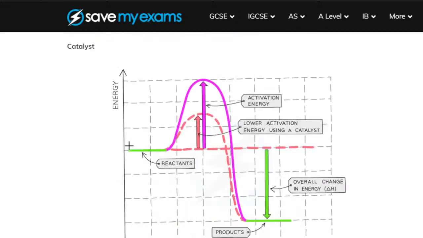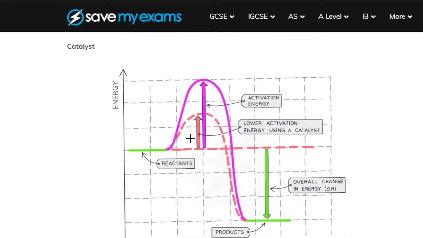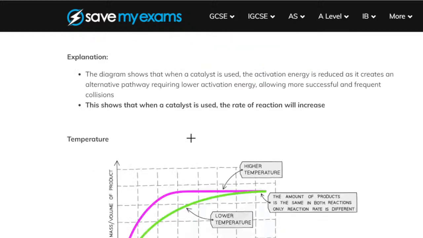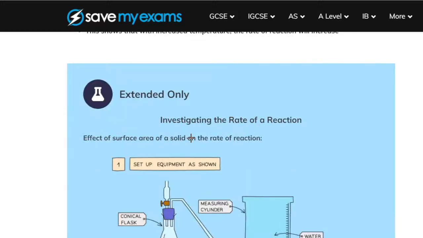And the same now is for the catalyst. There's another diagram right here for the catalyst, and this one is similar. We have already looked at it, and it says that when a catalyst is used, it provides an alternate path and therefore increases the rate of a reaction with a lower energy, and therefore more collisions. Using the collision theory, the rate will increase.